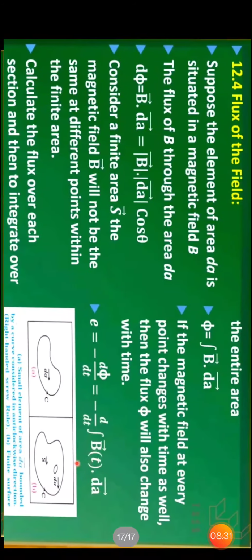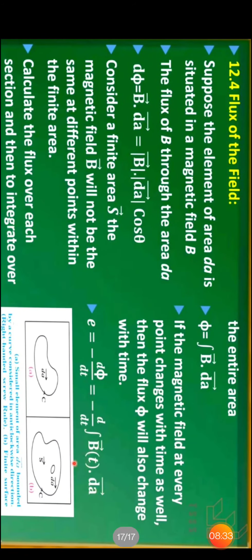If the magnetic field at every point changes with time as well, then the flux phi will also change with time. Therefore we can write the equation E is equal to minus d phi upon dt is equal to minus d upon dt of the integration of vector B of t dot dA. This is the flux of the field.